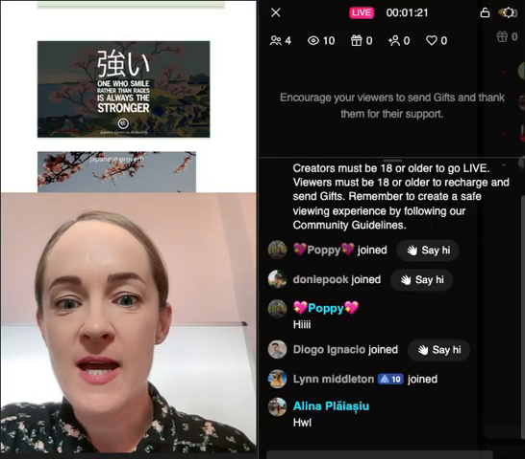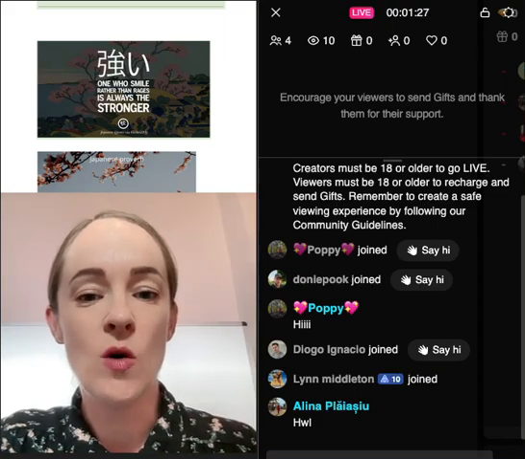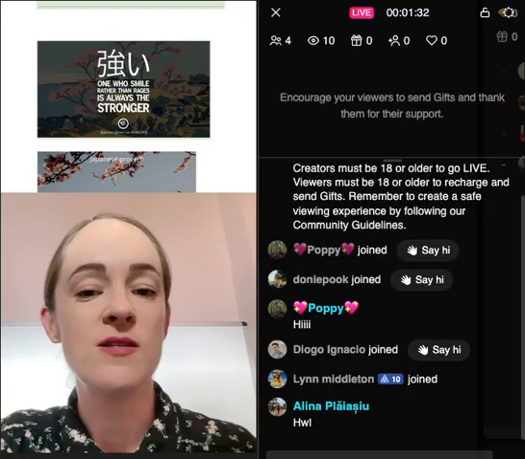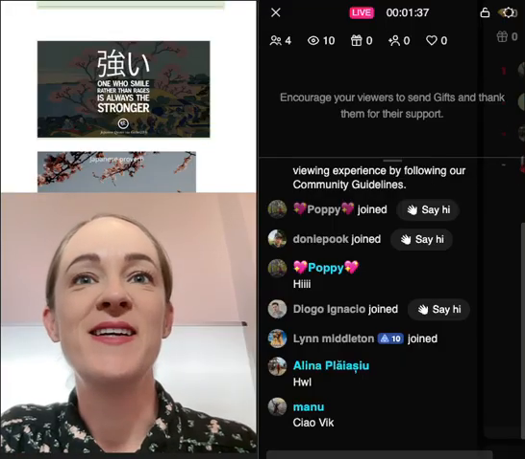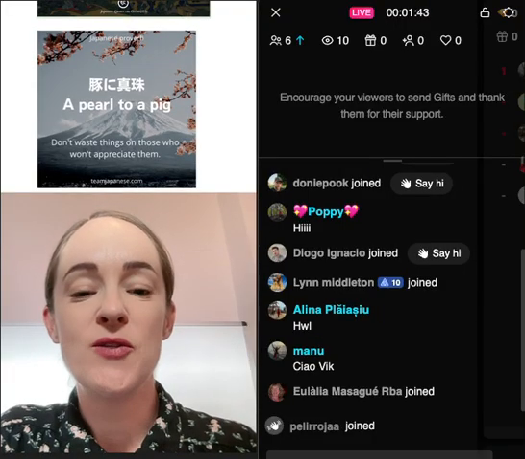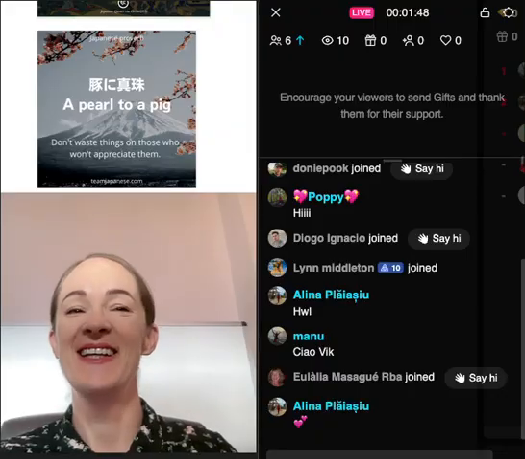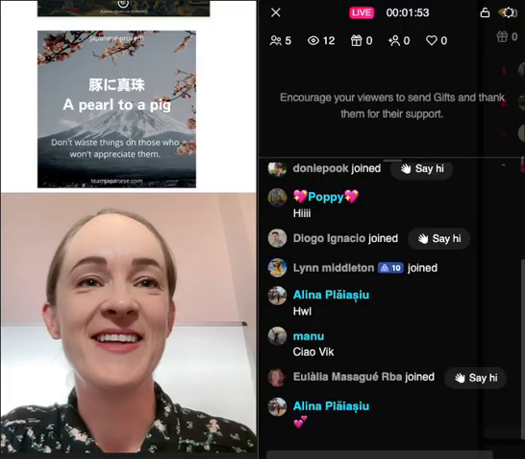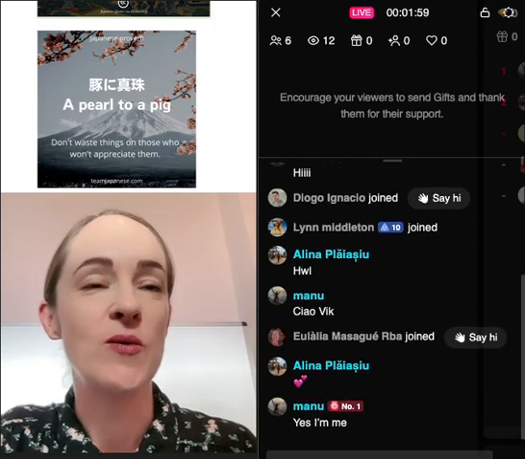So, I picked two little quotes just to start off. They're both Japanese. One is, "One who smiles rather than rages is always stronger." I thought that was really powerful. And the other one I picked is kind of funny: "A pearl to a pig." It means don't waste things on those who won't appreciate them.